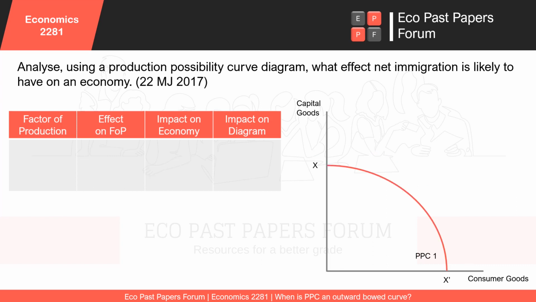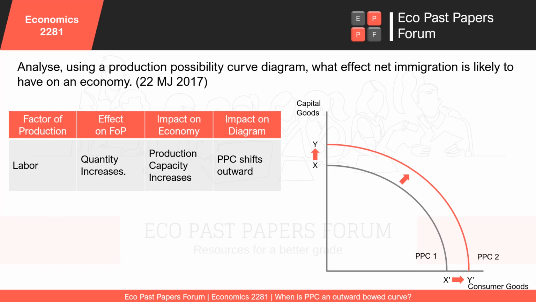Analyze using a production possibility curve diagram what effect net immigration is likely to have on an economy. Please note, we are talking about net immigration, which means that the number of people entering a country is more than the number of people leaving a country. This means that the labor of an economy is increasing. More people are entering an economy, which means the quantity is increasing, which means that the production capacity of that economy is increasing. Now the economy can produce more since it has more labor. The PPC will shift outwards and the economy will enjoy a new PPC at PPC2. It will enjoy more consumer goods and more capital goods.